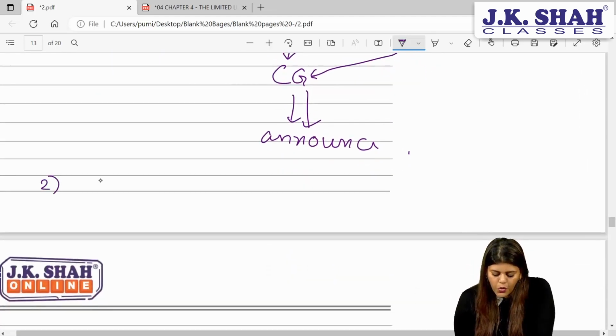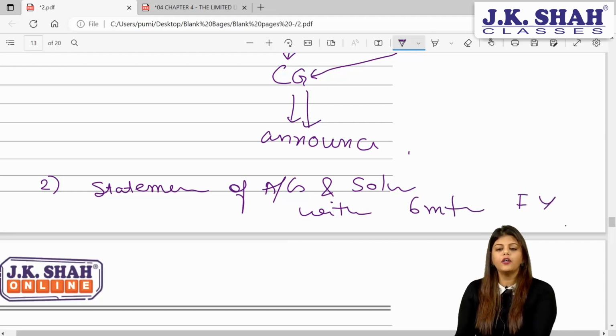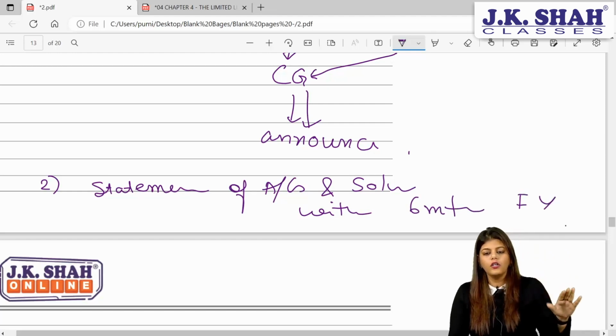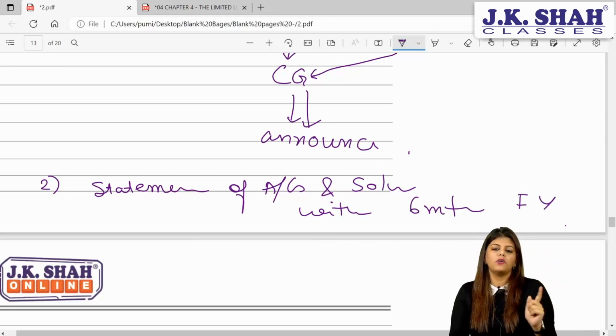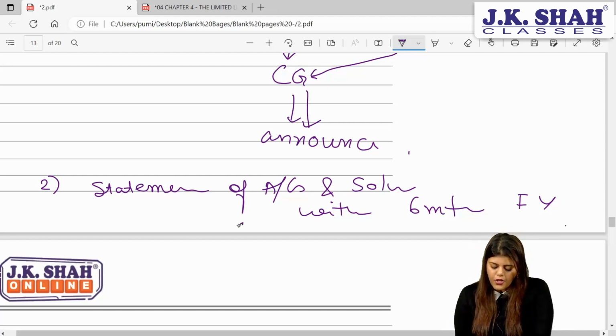Second, you have to file the statement of accounts and solvency, and you have to file this within 6 months from the end of the financial year. So every year, whenever your financial year is over, you have 6 months to make the statement of accounts and solvency. Submit it to the ROC within 6 months, and of course it will be signed by 2 designated partners.